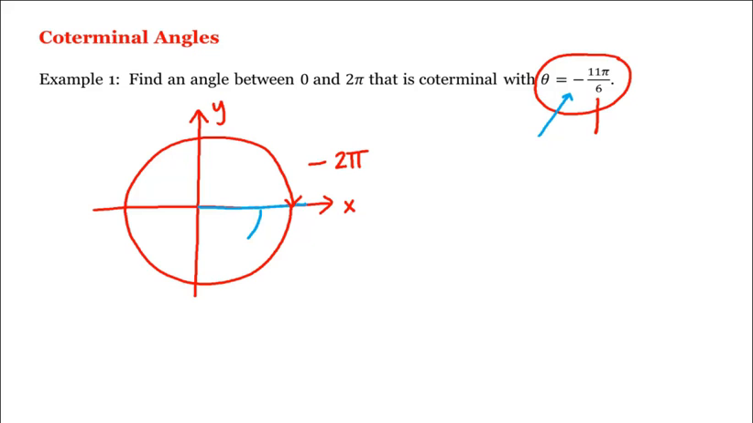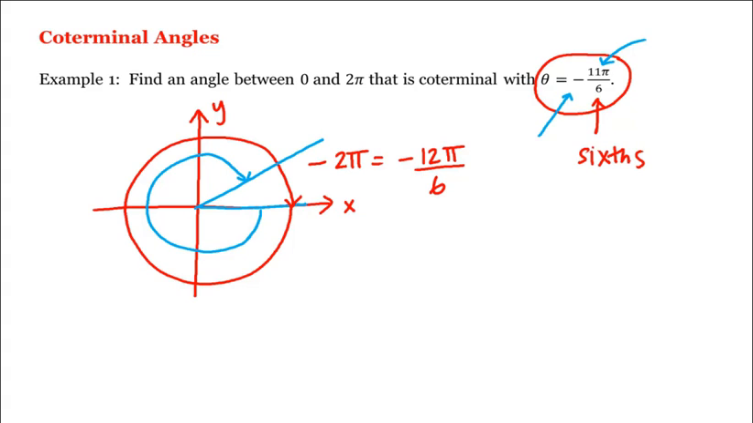Now, how many sixths is negative 2 pi? Isn't that negative 12 pi divided by 6? Which means that our angle here, negative 11 pi over 6, didn't quite make it there. Because 11 is smaller than 12, which means we're pi over 6 short of negative 2 pi, or negative 12 pi over 6. So here's our angle, negative 11 pi over 6.